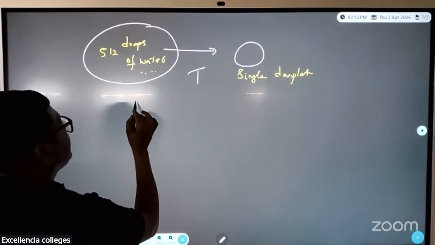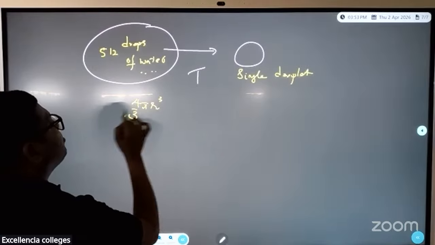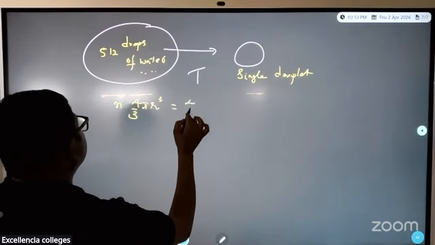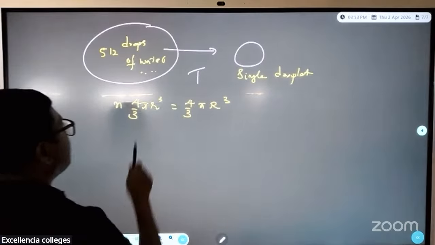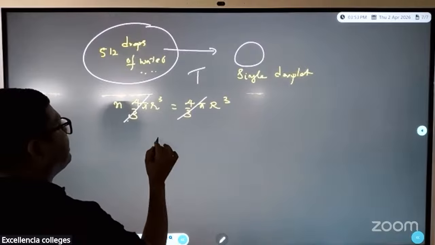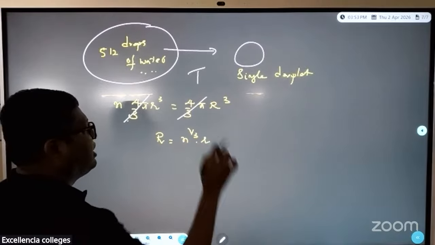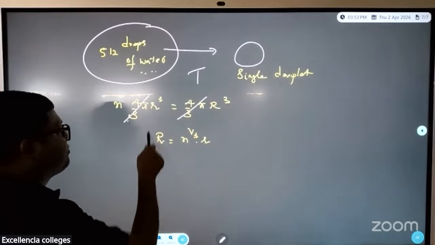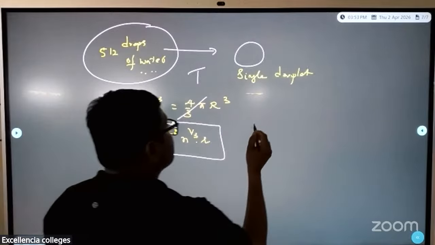So by equating the volumes, 4 by 3 pi small r cube into n drops will become 4 by 3 pi capital R cube. So this will cancel out. So you will have the radius of the new drop as 1 by 3 into R. So this is the radius of the new drop. So let us write the surface energy of the large number of droplets.